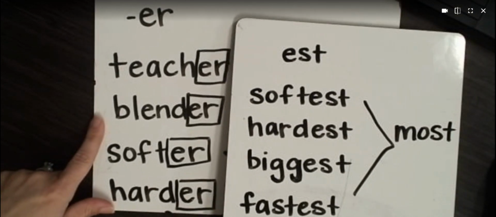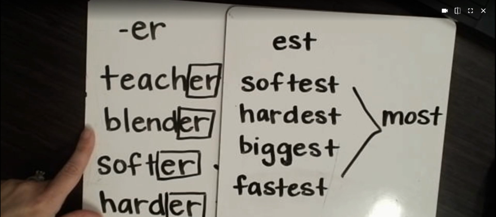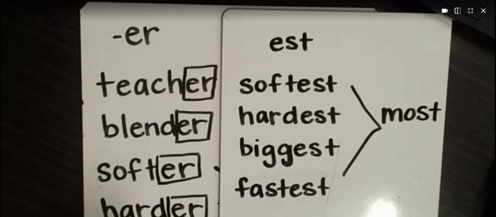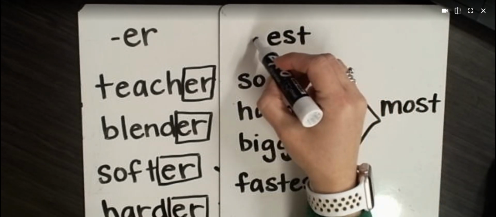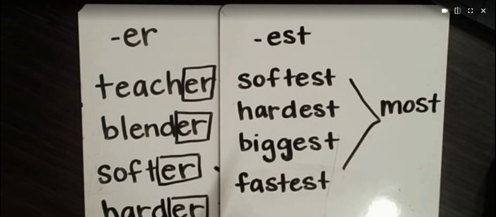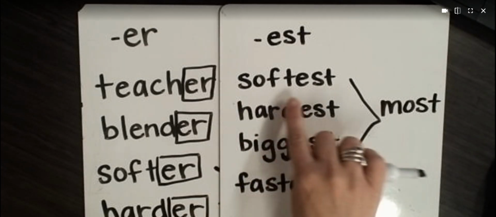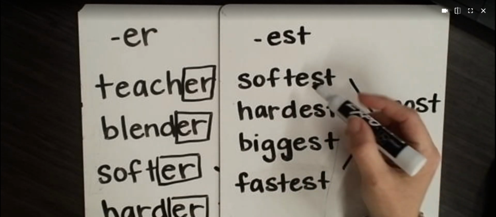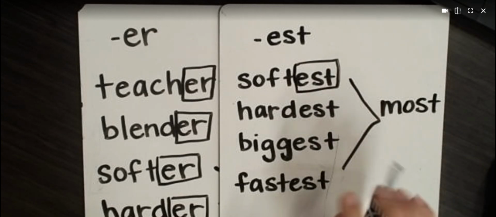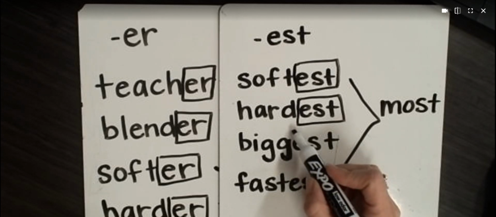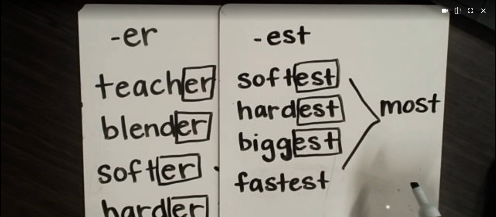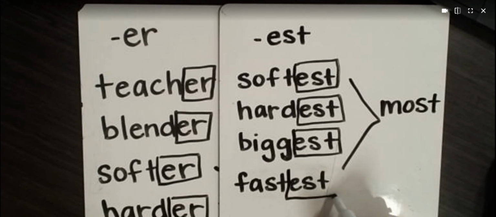So I'm just going to cover this part because ER and EST kind of go together. They're both comparing. Now we use EST when we're comparing three or more things to show that it is the most of whatever it is. So softest, if we were comparing three or more pillows, the one that's the softest would be the most soft. And we box our EST. Hardest, the most hard. Biggest, the one that's the most big of all, and fastest.